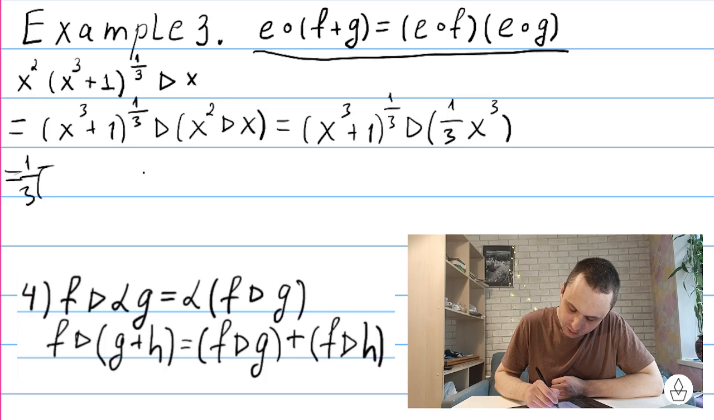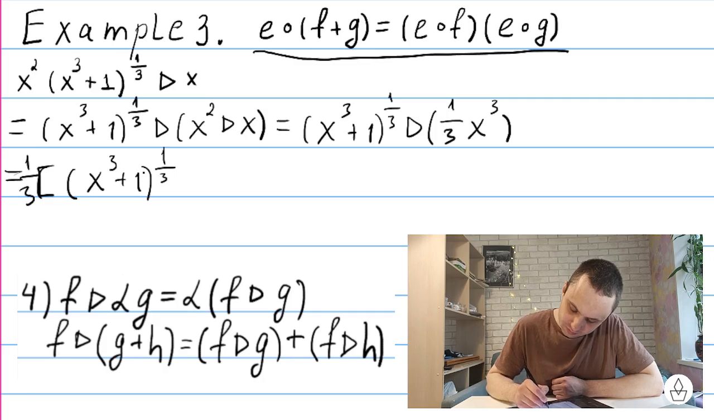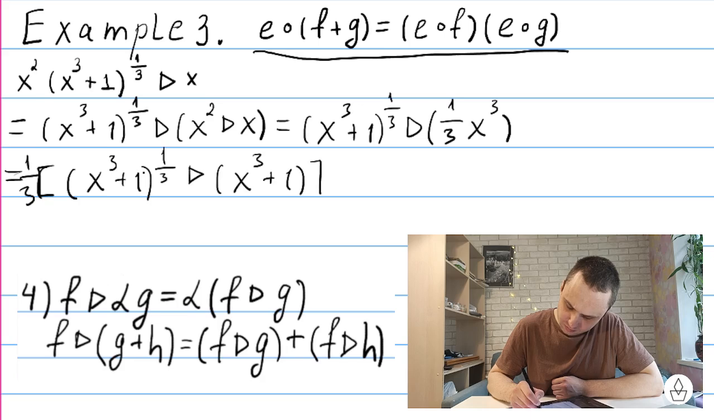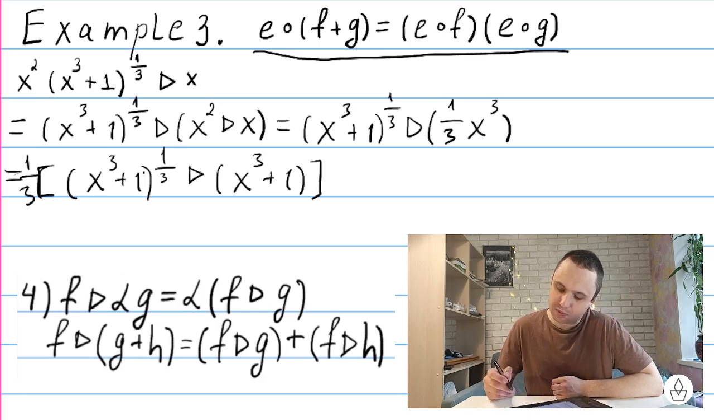1 over 3, x cubed plus 1 to the 1/3, integral x cubed plus 1. If we expand x cubed plus 1 here using linearity, we get an integral with a 1 on the right. It's a well-known fact that linear maps map numbers to 0, which is why we can do this.